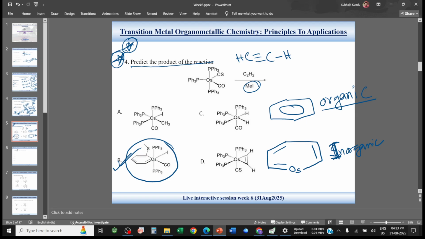This is a very important reaction, and it may appear in your exam also. So three molecules of acetylene, three molecules of ethyne, are used to form benzene with osmium. Yes, okay sir. Fine, sir.